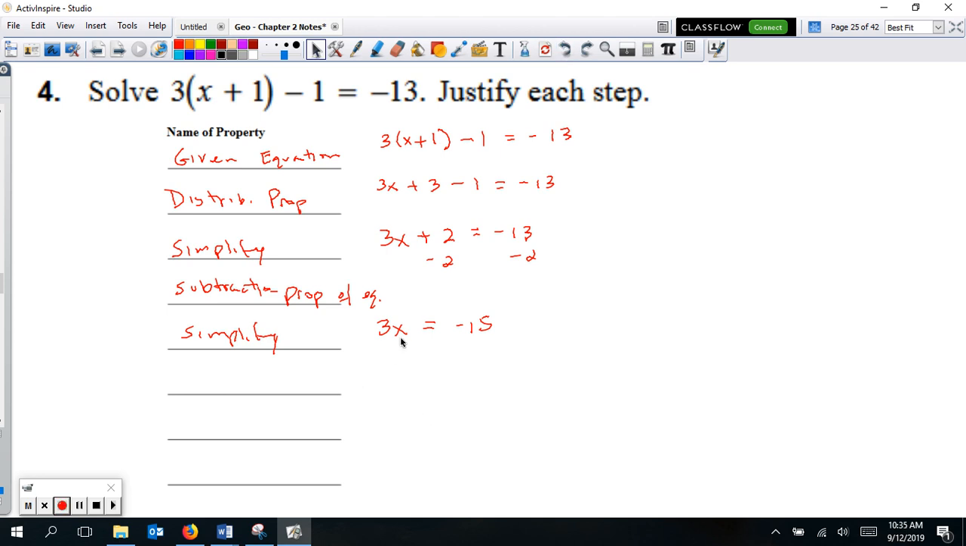The next thing we want to do is get rid of our 3. We're going to want to divide both sides by 3 to get rid of the 3. That way the 3's cancel there. And so that is called the division property of equality, when we divide both sides by 3. And then when we actually do the division, and we actually now would write down x is equal to negative 5, that's just, again, simplify.